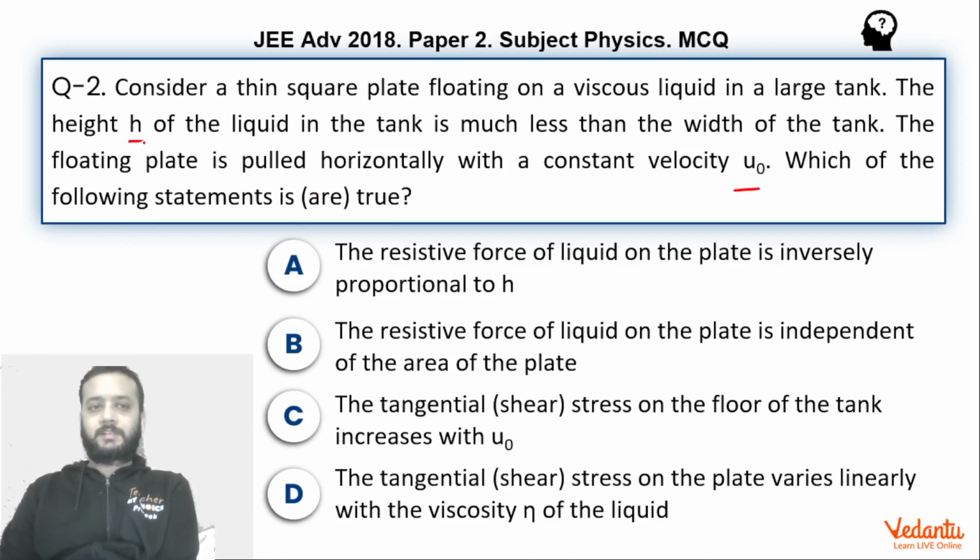The height of the liquid is h, which is considered very small with respect to the tank, and we have to comment upon the nature of the resistive force which is acting on the plate. We have to talk about the tangential stress acting on the plate, and how it is dependent on the viscosity eta of the liquid. Okay, so these are the options that we have to talk about. The question is fairly simple, a formula based question.